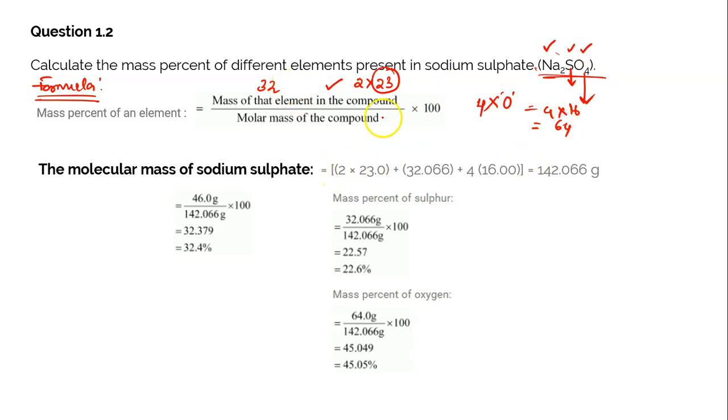Okay. And now let's apply the same to the formula and let us simplify. For the first one, which is for sodium, sodium atomic mass is 23, but since you have two sodiums, it is 46 divided by molar mass of the compound.